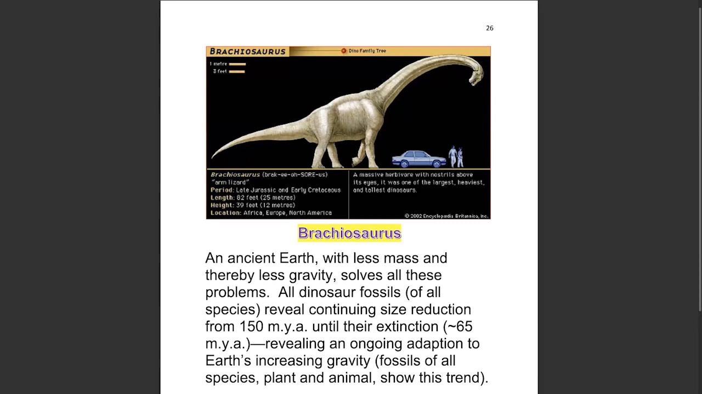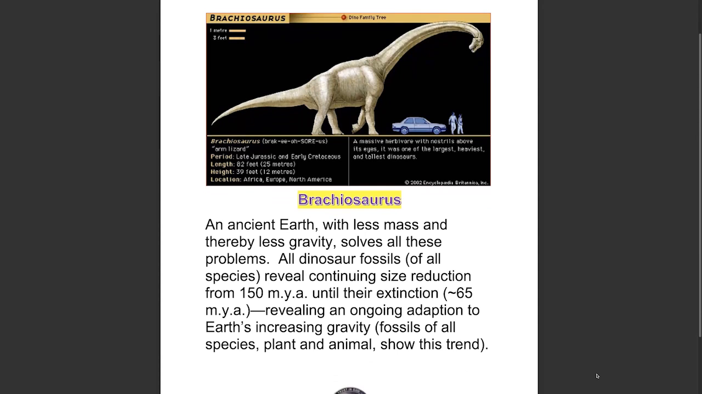surface of the Earth, and I'll go into that as well. They're not really truly completely extinct. About 65 million years ago, because there was another mass extinction at that time. This reveals that there's an ongoing adaptation to the Earth's increasing gravity due to increase in mass. All fossils of plants, animals, all species show the same trend.